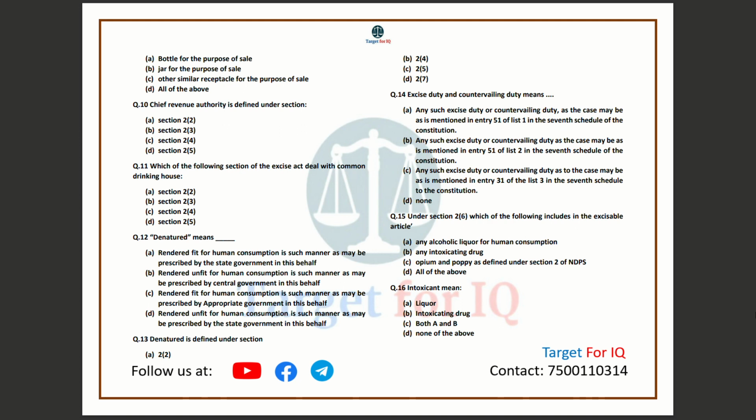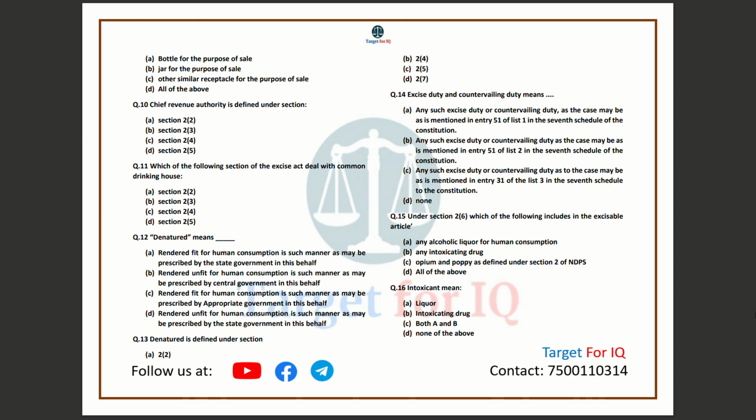Question number 12. Denatured means option A rendered fit for human consumption in such a manner as may be prescribed by the state government in this behalf. Option B rendered unfit for human consumption in such a manner as may be prescribed by the central government in this behalf. Option C rendered fit for human consumption in such a manner as may be prescribed by appropriate government in this behalf. And option D rendered unfit for human consumption in such a manner as may be prescribed by the state government in this behalf.